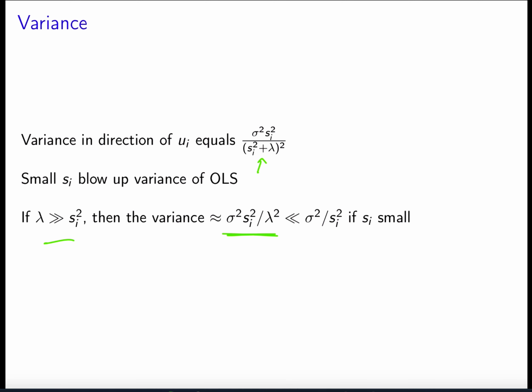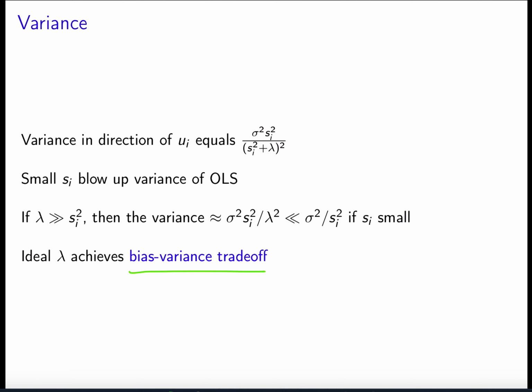Of course, you don't want lambda too large, because then you are going to have a huge bias. This is basically equivalent to setting just the coefficients to 0. But if lambda is just large enough to cancel these small singular values, you're going to be able to control the variance and hopefully not increase the bias too much. And that's what is called achieving a bias variance trade-off.